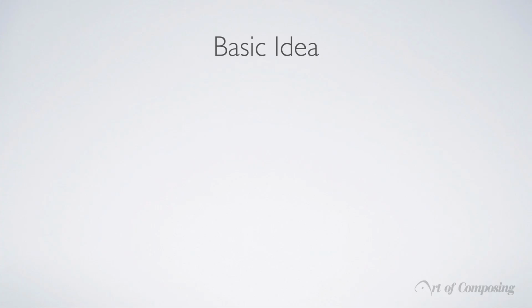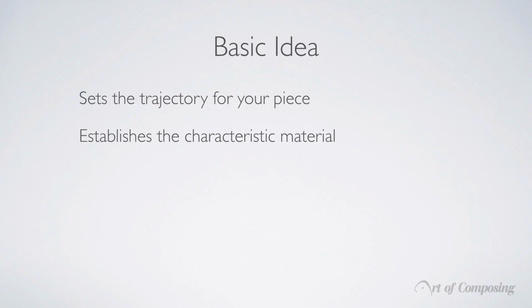First, it's the first piece of music that really sets the trajectory for the rest of the piece. You'll see in Music Composition 201, there are times when you have music prior to the basic idea called the introduction, but in terms of impact, the basic idea is where you get the most bang for your buck. It also establishes the characteristic material for your piece. Characteristic material is the kind of music that you'll remember. It's what makes your piece different.